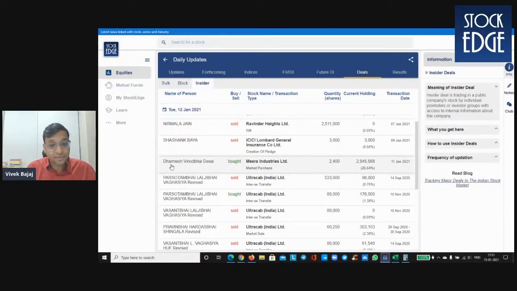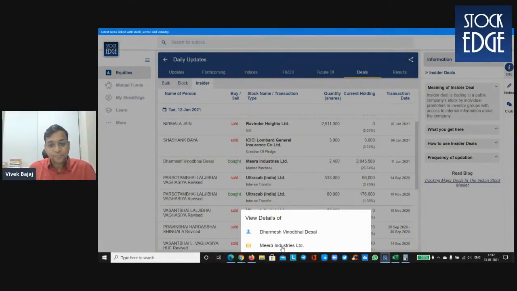Okay, this is interesting. So this company Mira Industries Limited, Dharmesh Vinod Bhai Desai, he holds around 26.67% stake in the company, and he has bought another 2400 shares. 2400 shares is a very, very small amount. It should not be such a relevant thing, but it is interesting to know that someone with a high percentage stake in the company has bought stake in the company. So let's go to this company.